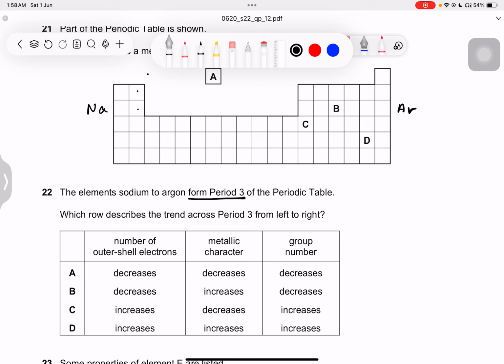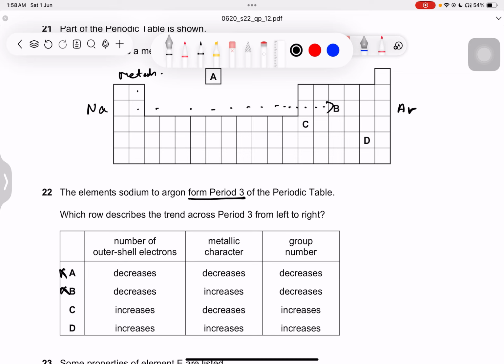So the number of outer shell electrons increases, because as the group number increases, we have the group numbers increasing. So the group number shows the number of outer shell electrons. So as the group number increases, the number of outer shell electrons increases. So option C and D only.